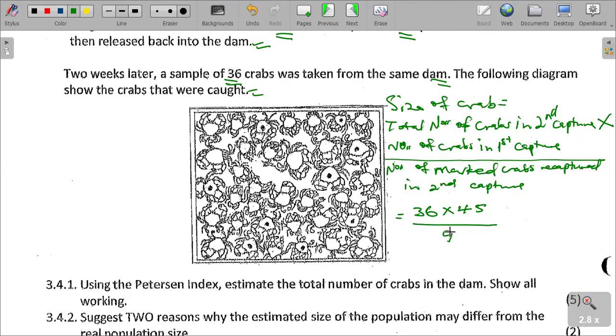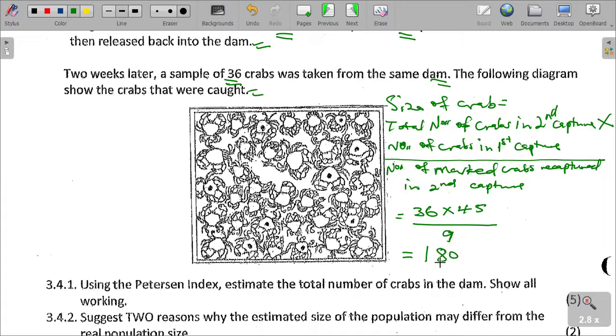Over 9, which we are saying we get the answer is equals to what? 180. That's how we calculate this one.